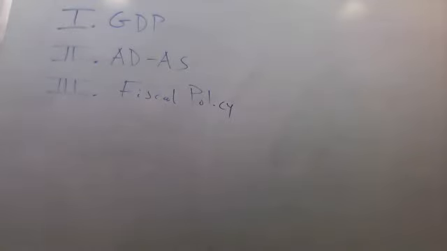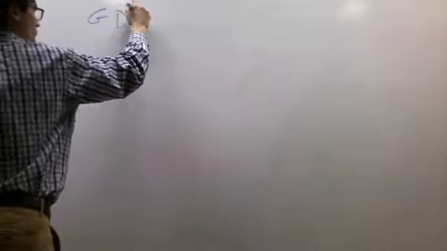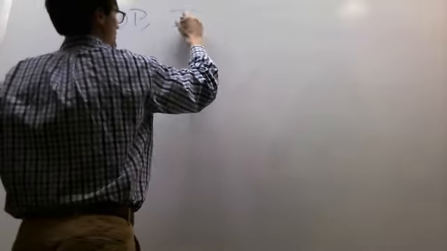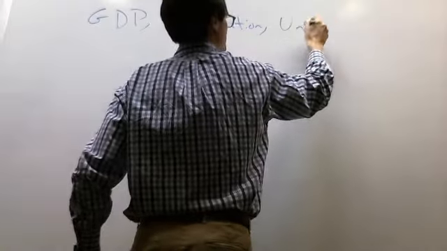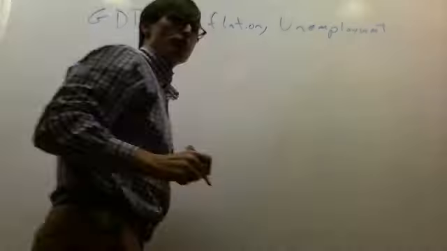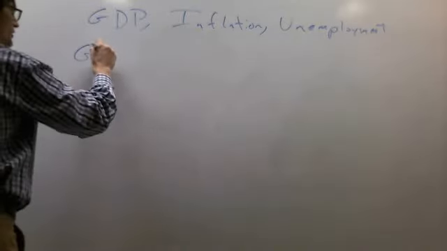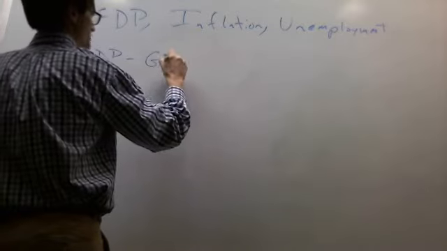All right, so what we're doing today is trying to bring together these three concepts of macroeconomics. The three things that we talk about are GDP growth, inflation, and unemployment. We're going to try to bring all those things together into a single model. But first, we're going to have to talk a little bit more about the first one, which is GDP. Again, that's just gross domestic product.